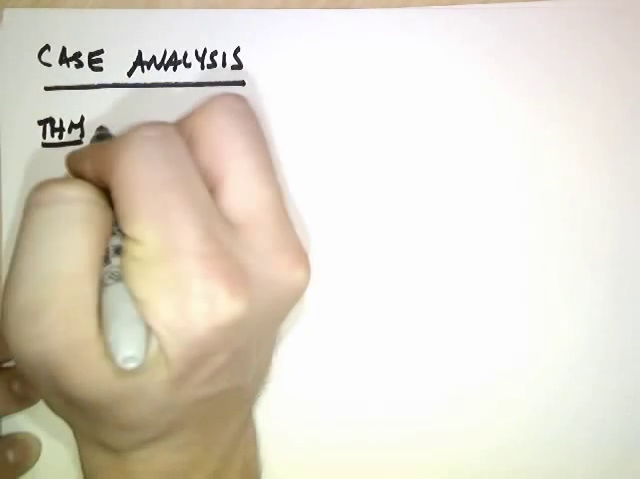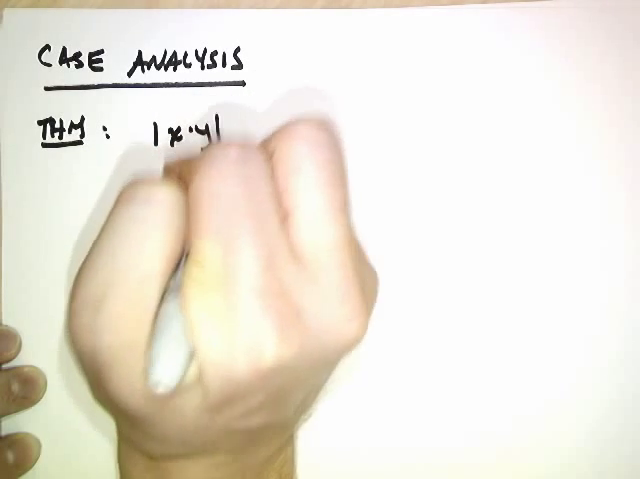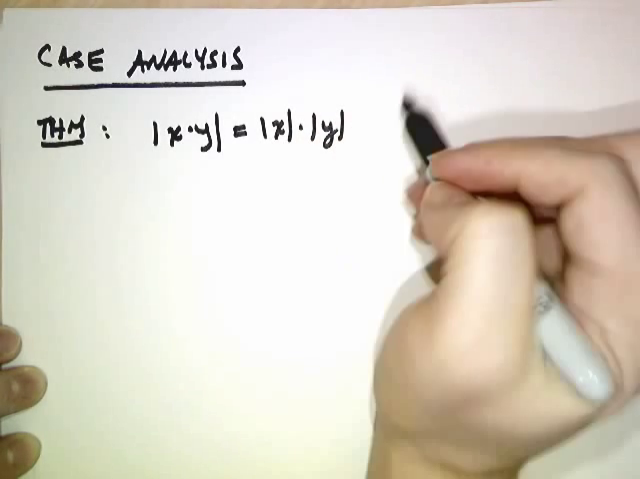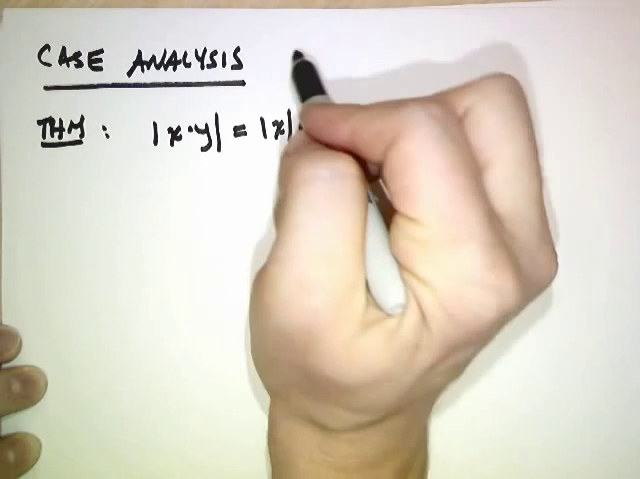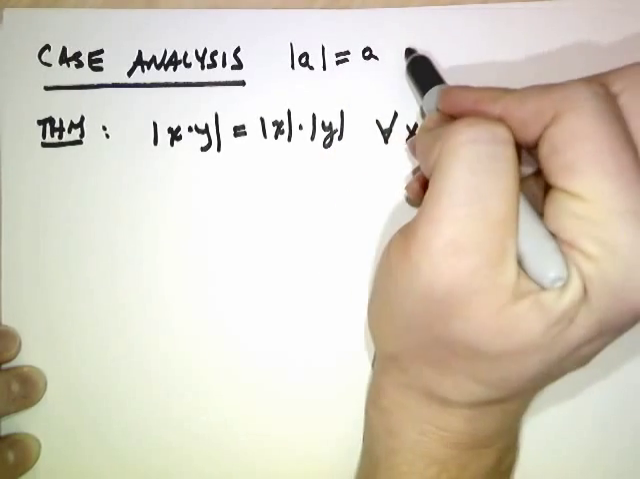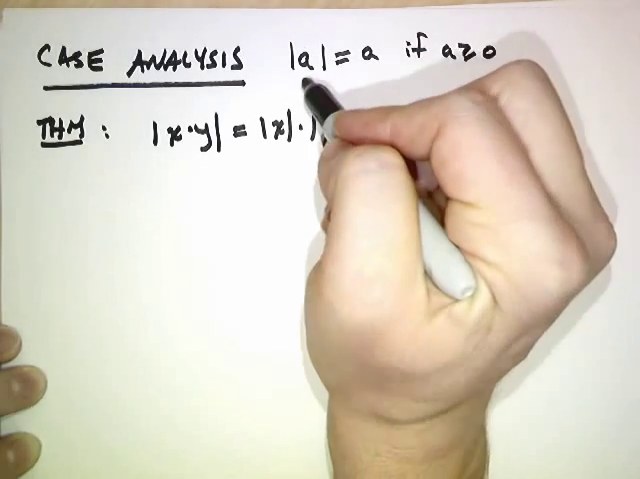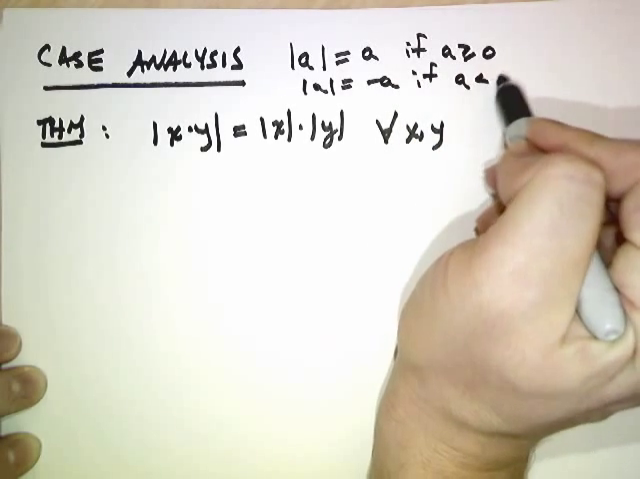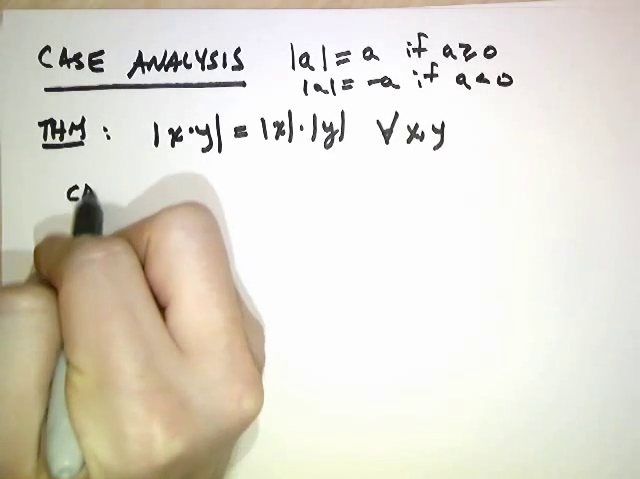So for this example, I'm going to prove a theorem that says the absolute value of x times y is always equal to the absolute value of x times the absolute value of y, for all x, y real numbers. And remember, what is the absolute value sign? Well, the absolute value of a is equal to a if a is greater than or equal to 0, and the absolute value of a is equal to minus a if a is less than 0. Remember that definition. So let's break this up into cases.